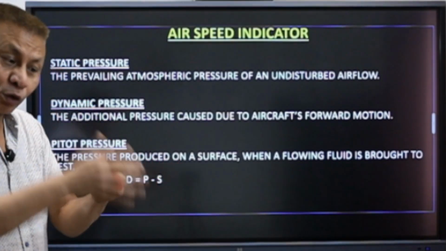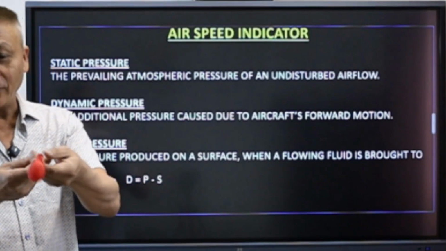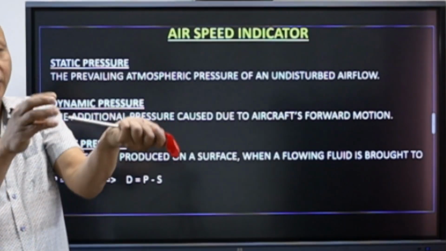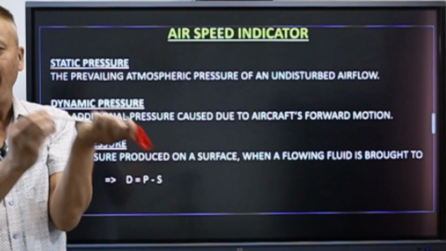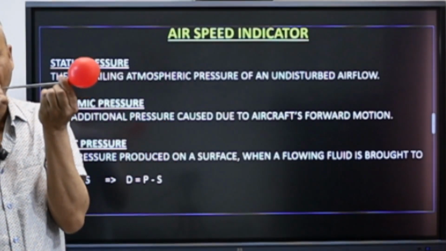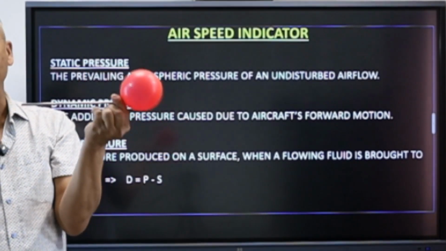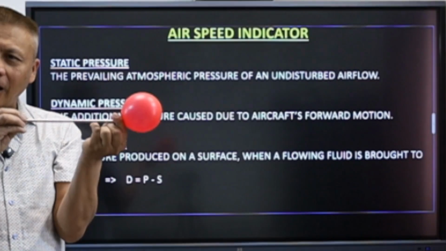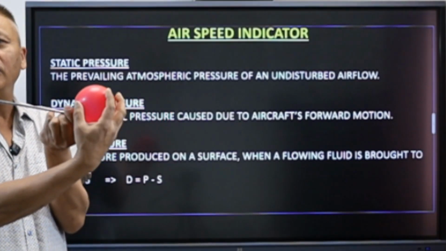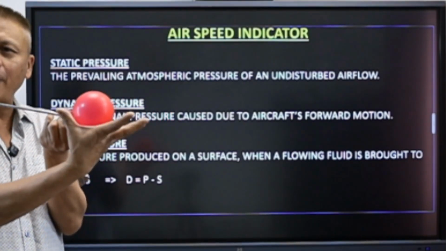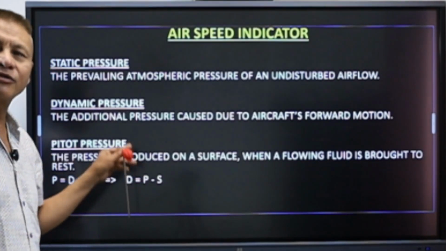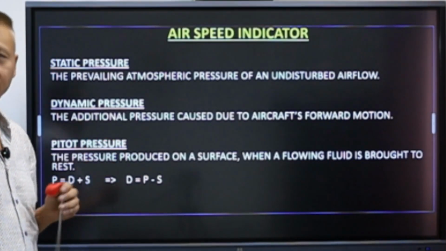Now automatically, when I feed this balloon, the static pressure was already existing inside. The additional pressure, which is there because of my Pitot pressure, is now subjected to the static pressure while expanding. So it automatically fulfills the formula, that is, the dynamic pressure is equal to the Pitot pressure minus the static pressure.